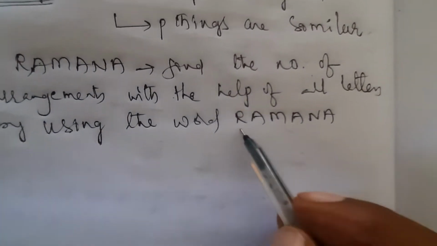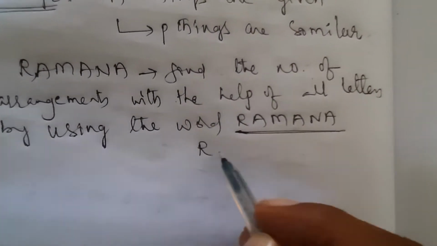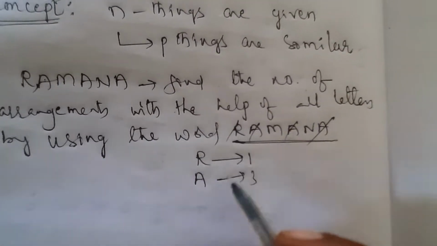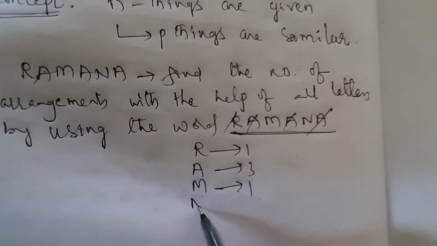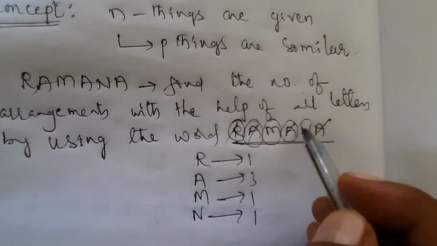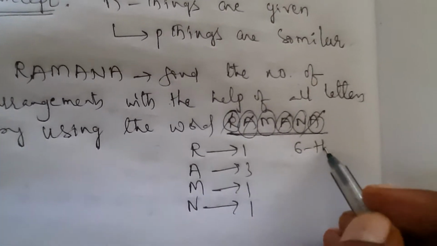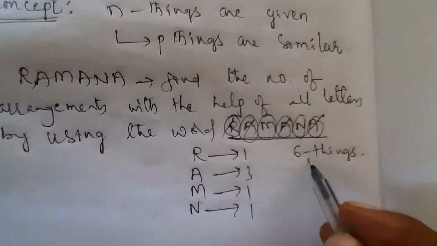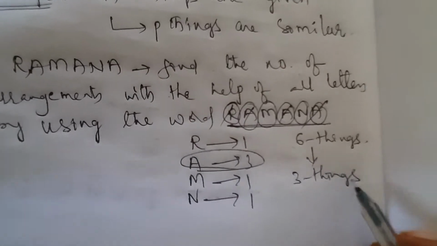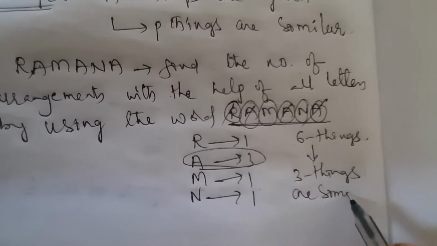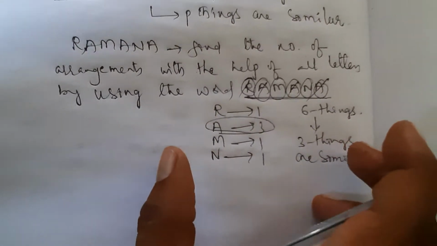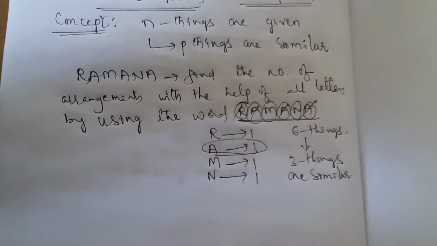Okay, so in this word RAMANA, how many R's are there? 1 is there. How many A's are there? 3 A's are there. How many M's are there? 1. How many N's are there? 1. Means here 1, 2, 3, 4, 5, 6, 6 things are given. But out of these 6 things, these 3 things are similar. So if similar kinds of things are there, then in how many ways can we arrange them?